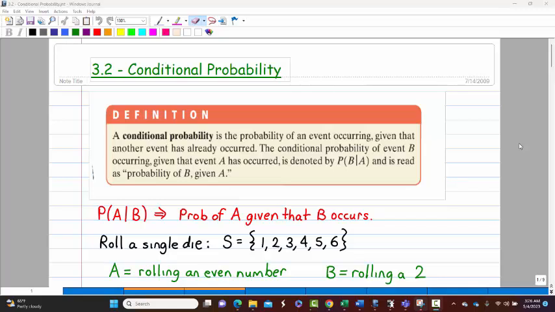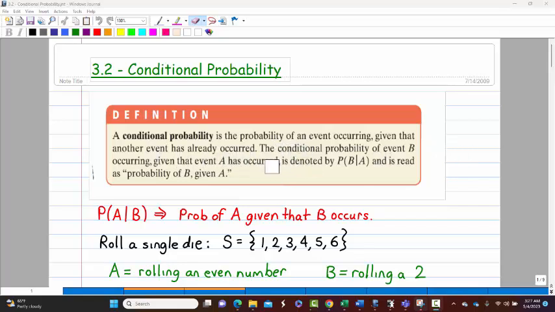Hello, this video is entitled Conditional Probability, Section 3.2 in the Larson book, so let's see what this is all about here. A conditional probability of an event occurring means that another event has already occurred. Now, whether or not that other event will affect your probability, that's what we're going to get into here. But for example, let's look at the notation of this.